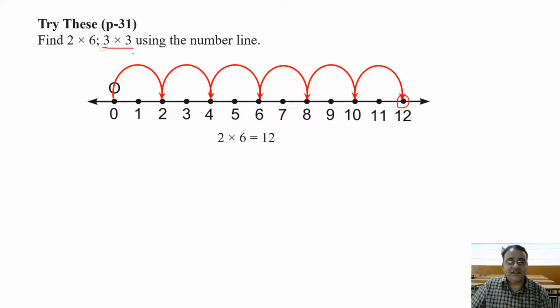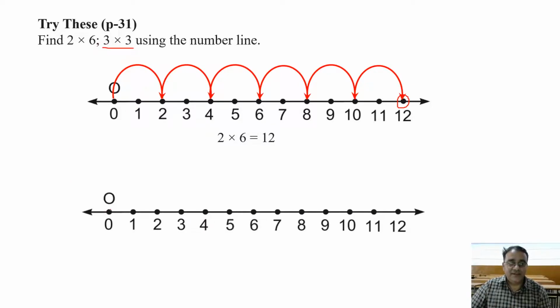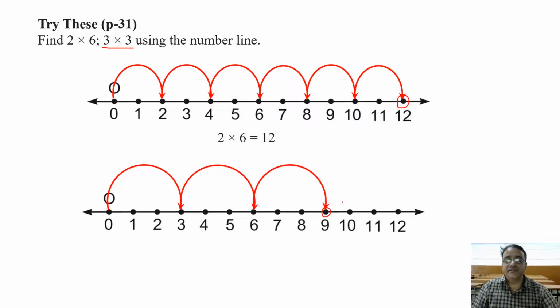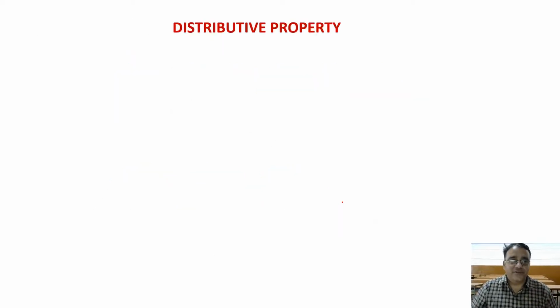Now 3 into 3. A jump of 3 units, 3 times. So we'll start from 0. 1, 2, 3. We reach 9. So 3 into 3 is equal to 9. Right? Now we'll move toward the next topic, that is distributive property based questions.